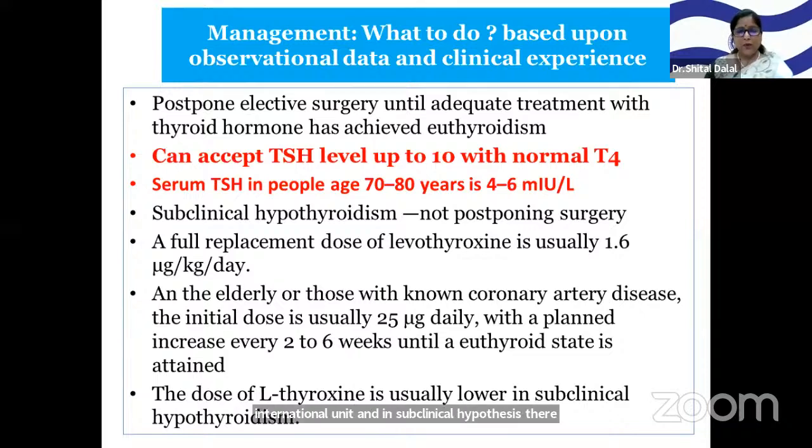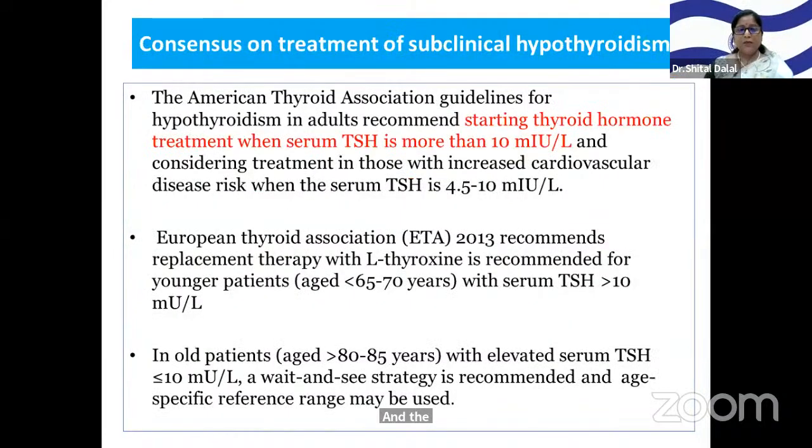The full replacement dose of levothyroxine is usually given, that is 1.6 microgram per kg per day. And in elderly patients, you have to start with very low doses, that is 25 microgram daily, with a planned increase every 2 to 6 weeks. And the dose of L-thyroxine is usually lower in subclinical hypothyroidism. But there are again some controversial findings with subclinical hypothyroidism, whether we should start the dose or not.